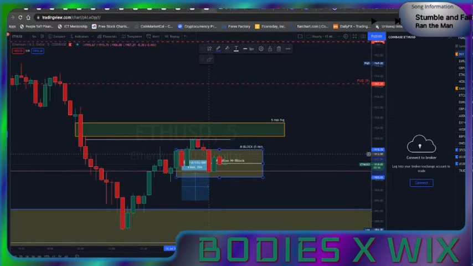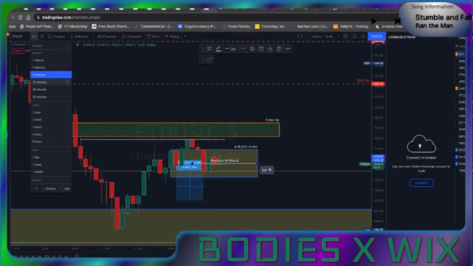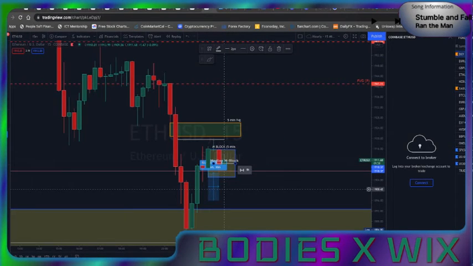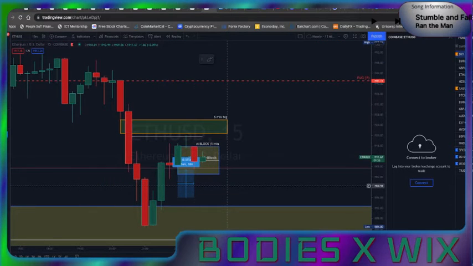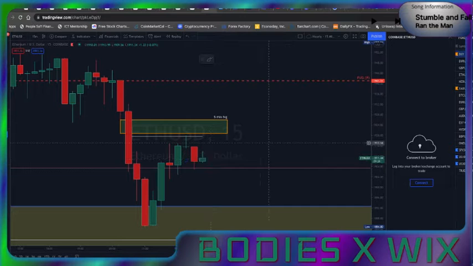So this is going to be interesting. Yeah, I'll admit my faults. I didn't read that correctly. If I go to a 15 minute though, still not. It could be forming one, but we would actually need this to get below here and then trade above it for it to be a mitigation block. So right now it is just a candle.